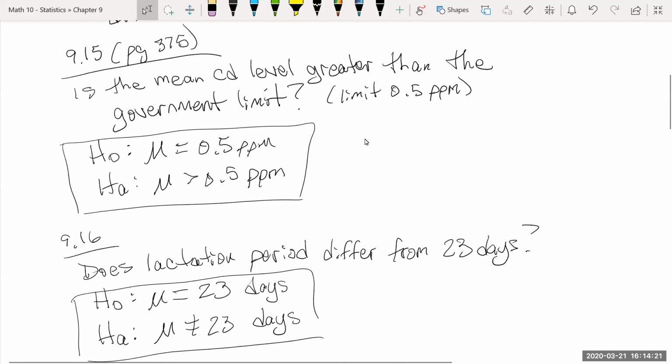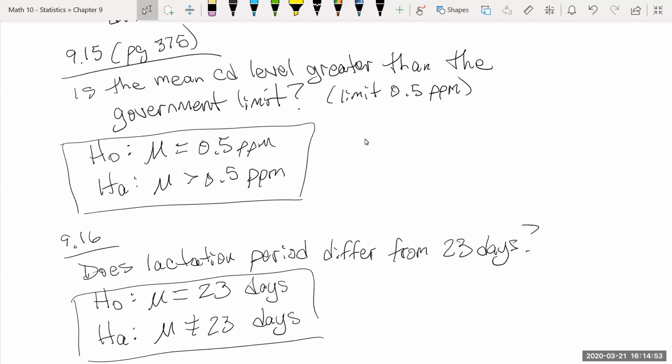So we need to do both the null and the alternative hypotheses. The null hypothesis, again, is always we're going to assume that it's equal to whatever number they say. So in this case, the population mean mu is equal to 0.5 parts per million. The alternative is the answer to the question. The question was, is the cadmium level greater? So the alternative hypothesis is mu is greater than 0.5 parts per million. And it's as simple as that as far as setting up the null and the alternative hypothesis.